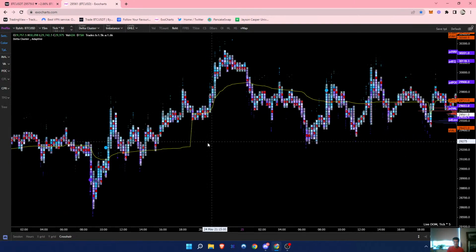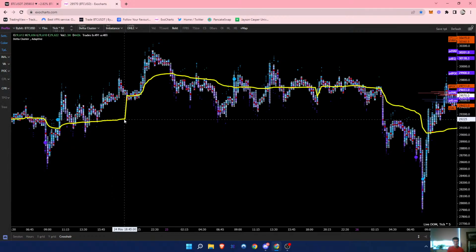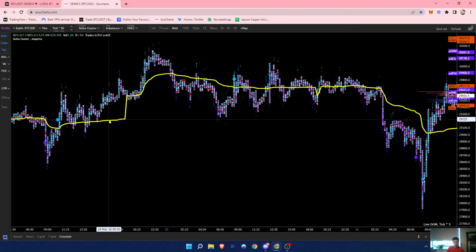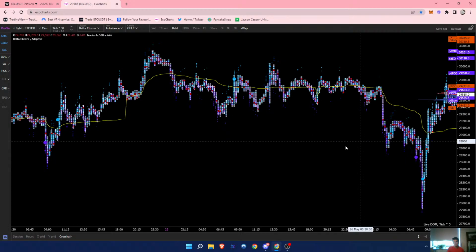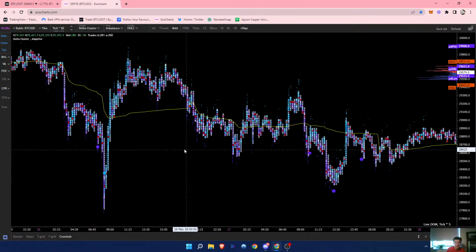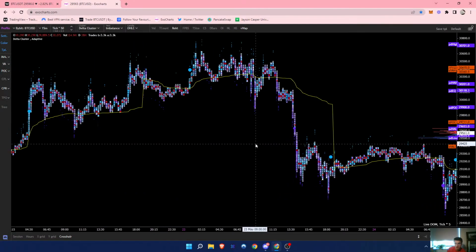So just zooming out, and here you can see the VWAP is the yellow line on my chart here on Exocharts, and really you can see that price tends to stick to the VWAP, volume weighted average price. So just something to really keep in mind.